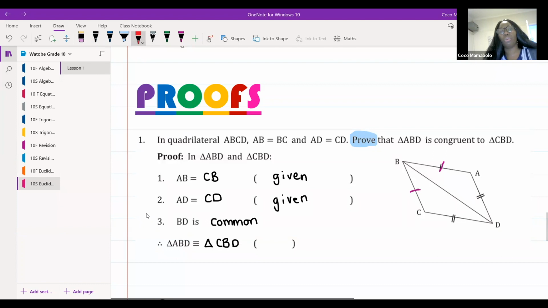And my reason, what have we compared? We compared a side to a side to a side. Therefore, the reason for this is side, side, side.